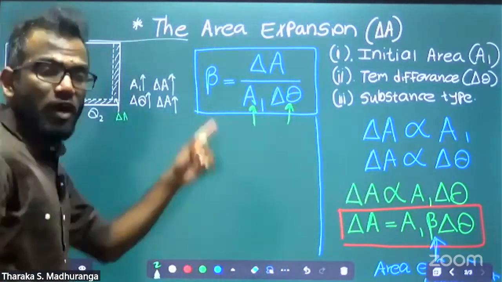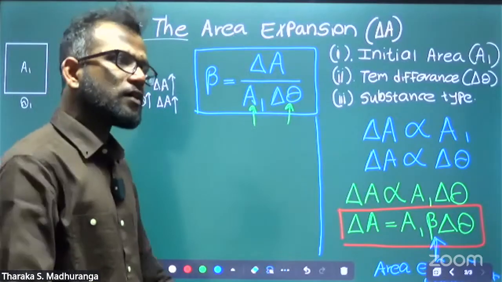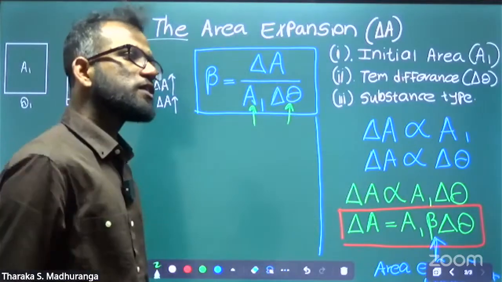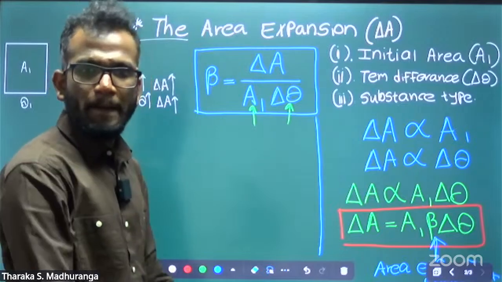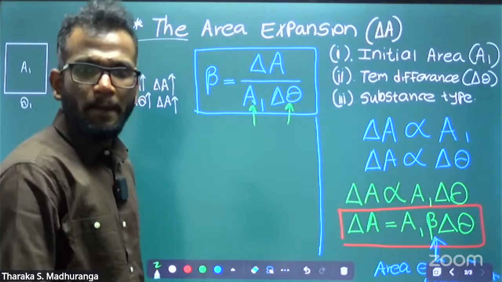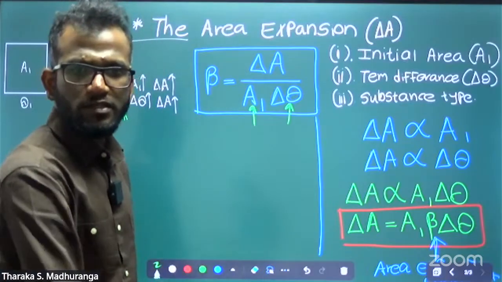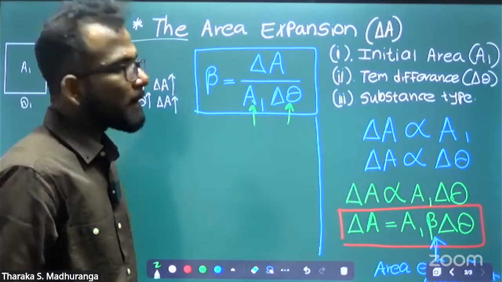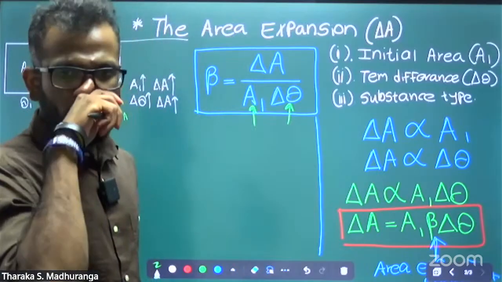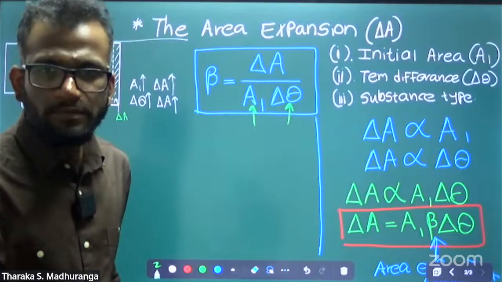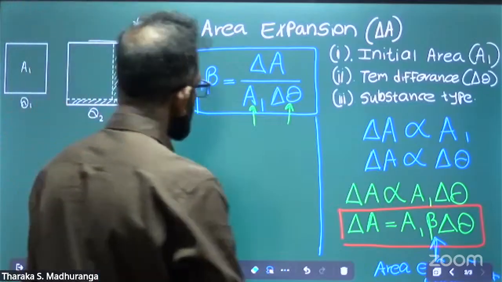Then write down, what about the unit of this beta? Now the linear expansion alpha unit is per Kelvin. The alpha unit is per Kelvin. The beta unit, what is the beta unit? Very good. It's also per Kelvin.